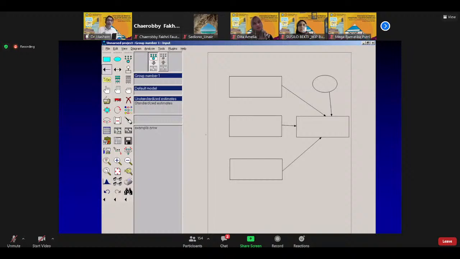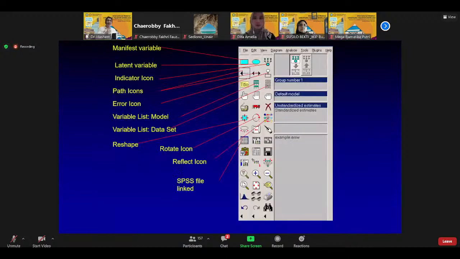This is the basic feature of Amos, right? As you can see here, there are some buttons on the left side, and you can design your framework on the right side. Normally, I never memorize the names of the buttons. I just follow the picture or the feature of the button, or the symbol here. But if you want to know the name of the buttons one by one, I put it in this slide here.